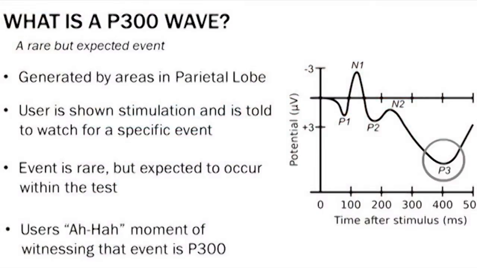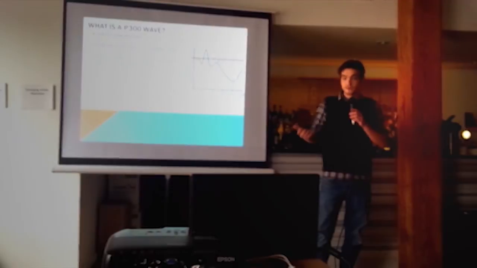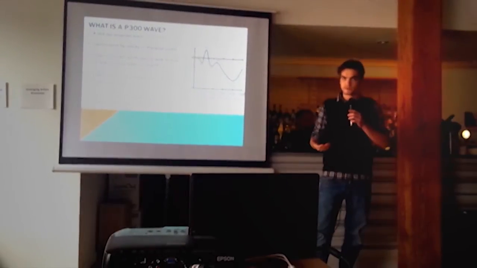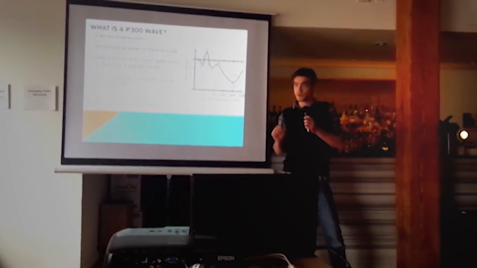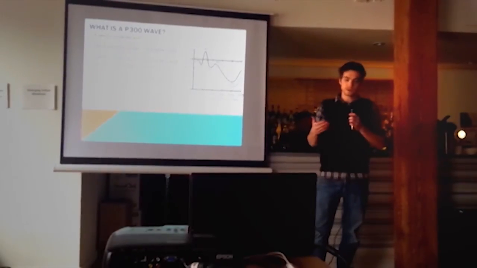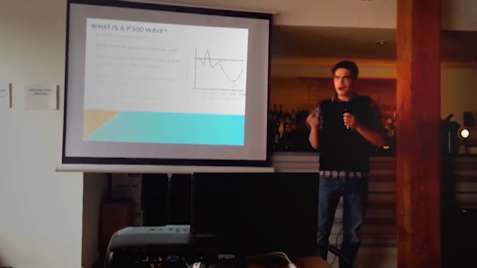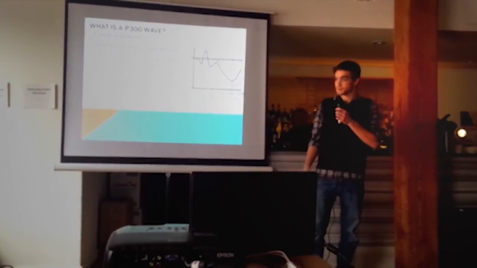This is a specific wave called the P300 wave, and the easiest way to describe how this wave is generated is that it's generated when the user experiences a rare but expected event. So bear with me here. Typically, when you want to generate a P300 wave, you show the user some form of stimulation, and you tell him to be aware of an event that's going to occur. This event is rare, but it is expected to occur within the trials. When the user experiences that rare event, that kind of aha moment where he says, oh, that's the event, that's what essentially generates a P300.